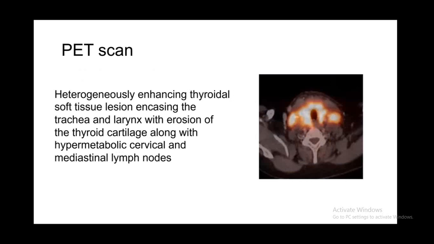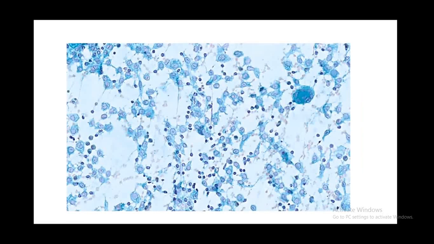encasing the trachea and the larynx with erosion of the thyroid cartilage, and there were some mediastinal lymph nodes as well. Now the FNAC smears from this thyroid mass were cellular, and these were singly scattered discohesive cells. No clusters, no papillae were identified. At this part, the atypical cells appeared very histiocytic in appearance, and there were some giant cells with peripherally placed nuclei that were seen, and these were admixed with lymphocytes.